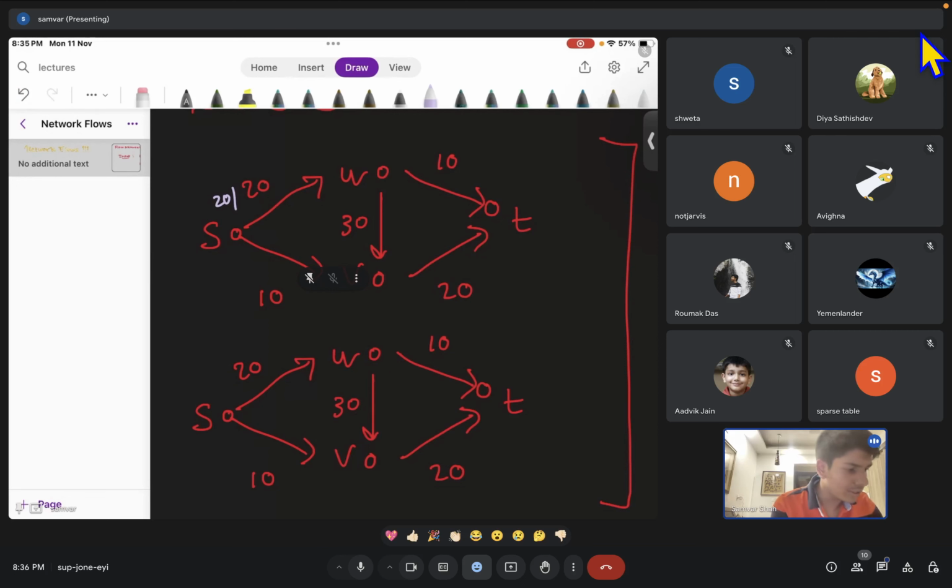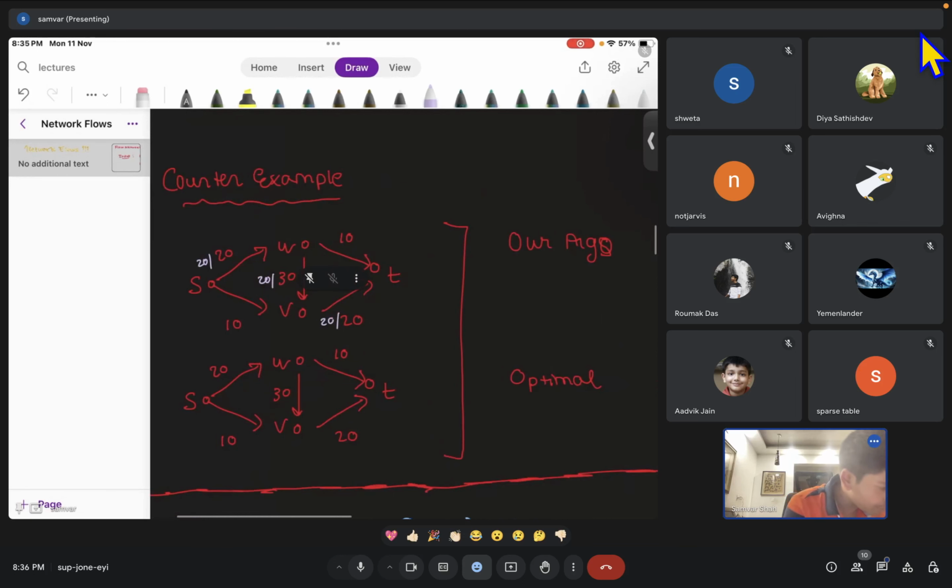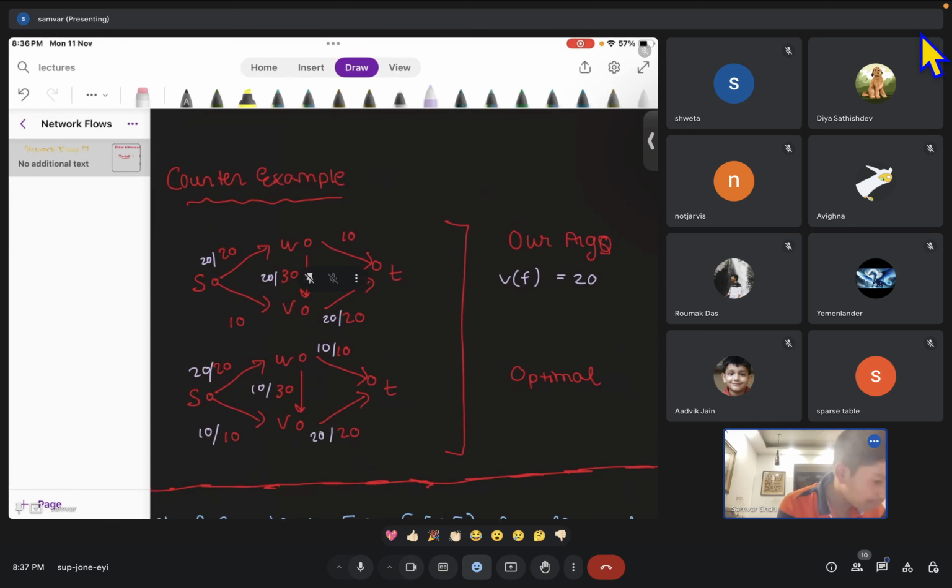If I push 20 flow around here, and then I push 20 flow here, and then I push 20 flow here, you see that VF is going to be 20, right? But instead, if I had gone 20 out here and then just gone 10 here, and I push 10 here, and I push 20 here, then VF is 30. And this is not optimal. Does that make sense?